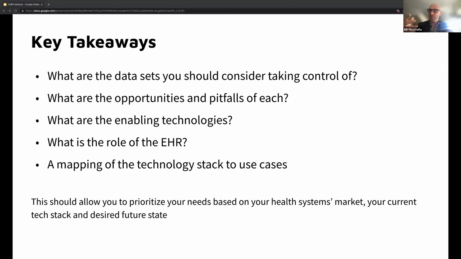An ongoing discussion about what the role of the EHR and its data set is in terms of the needs in digital marketing, business development, and strategic planning. And then we will map a use case back to the data and technology in the end to give a comprehensive view of what this universe could potentially look like and what it could mean to you in the way that you operate moving with data forward.